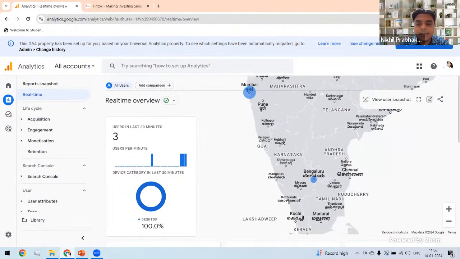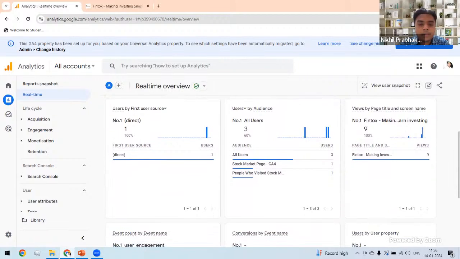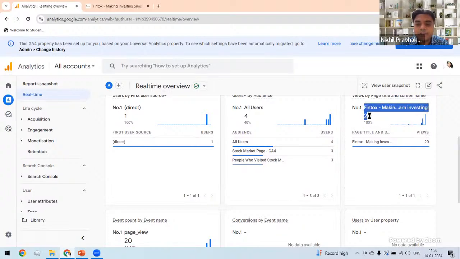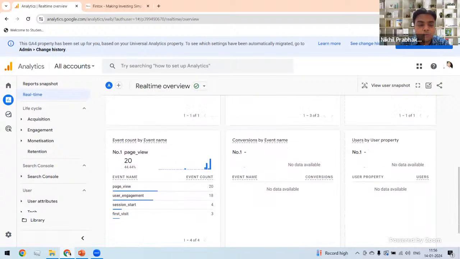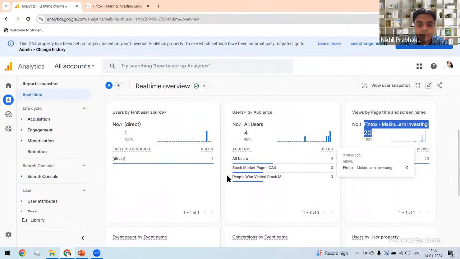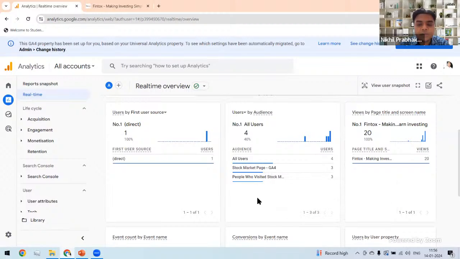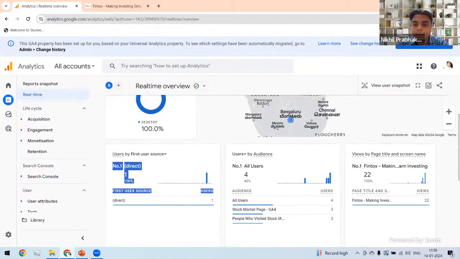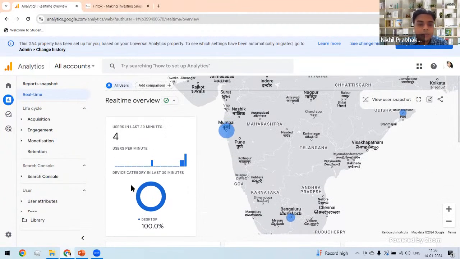And see, in real time, we are able to see not only how many users are there, but where are they coming from, and where are they on the pages. Okay, so I think you guys are there on the home page itself. And over here, yeah, so some person has also visited the stock market page. And most of the people came directly. Direct means you have typed fintalks.com and then you have landed on this particular page. Okay, now over here, we have all four of us. So we have 4 people now. There are 2 users. Okay, there is one person from Bhubaneswar or a nearby location as well.